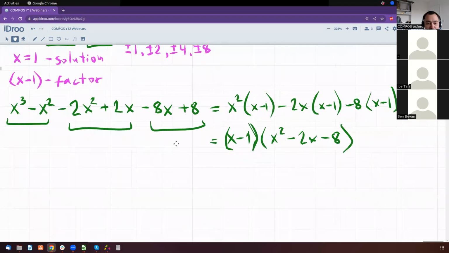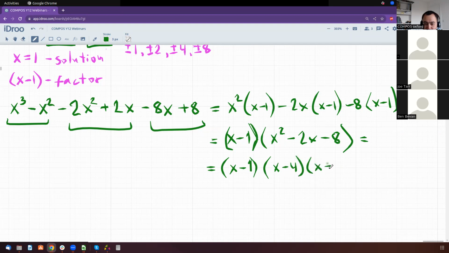Okay, so that's good. So you have x minus 1, and you can factorize the rest. Super easy. x minus 1, minus 2 plus 8. Adding to minus 2, so minus 4: x minus 4, x plus 2. So the solutions are x equals 1, x equals 4, and x equals minus 2.